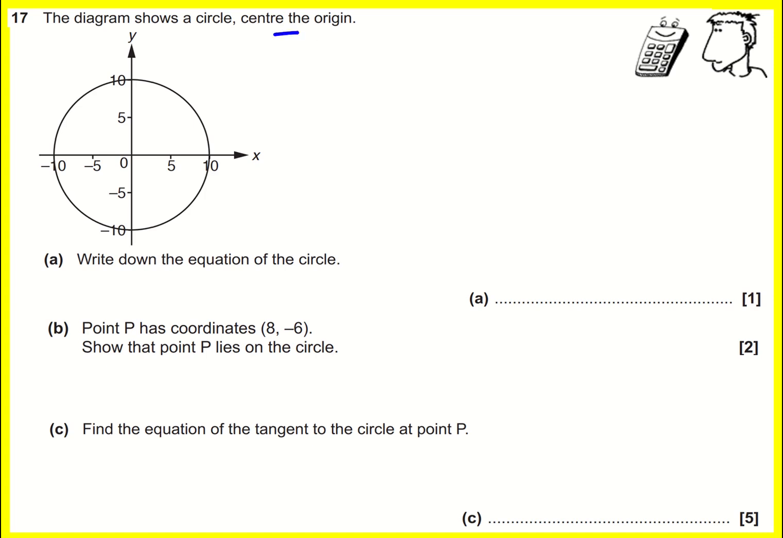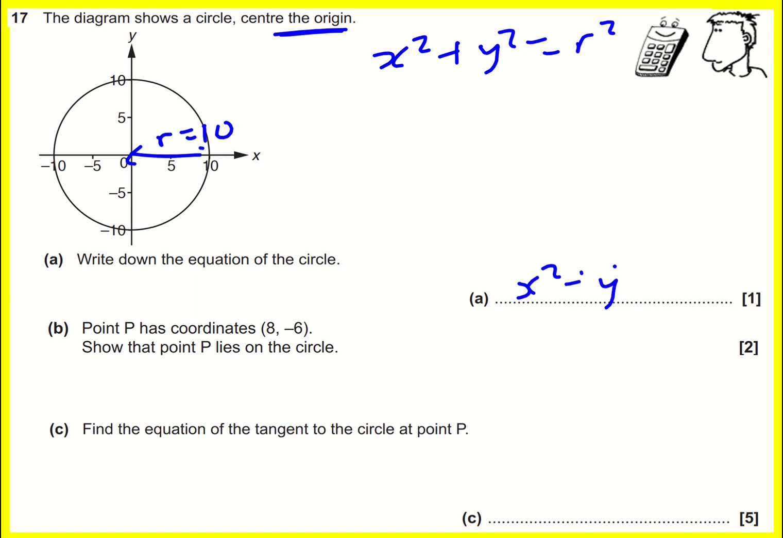Right, the equation of a circle centered on the origin is x squared plus y squared equals r squared, where r is the radius. So in this case, we can just look across, r is equal to 10, and therefore x squared plus y squared equals 10 squared, which we should write as 100. And that's our answer. Very quickly, where does that come from?